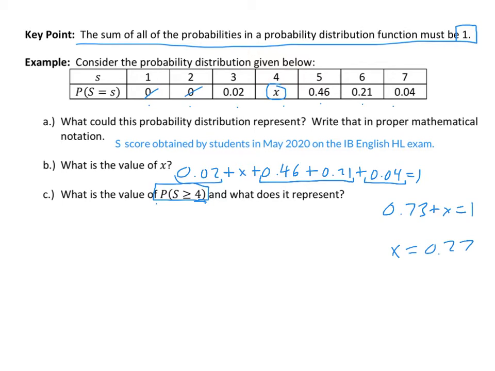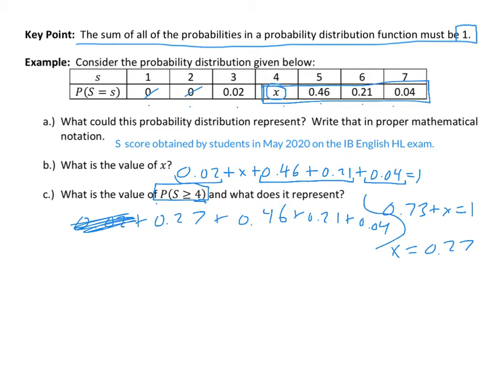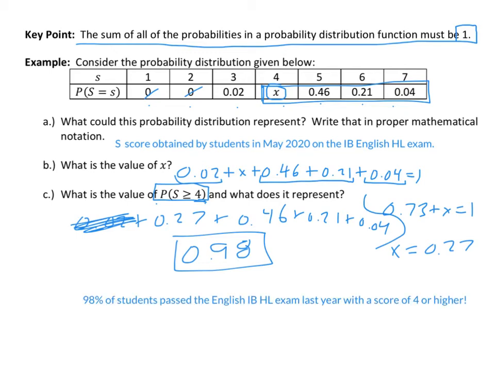All I would need to do is add up all of the scores that were 4 or greater. If I add all those up, it's 0.02 plus 0.27 plus 0.46. Oops, I just realized I actually don't want that one because that was the 3. Plus 0.21 plus 0.04. Sorry, my work got messy there. If I add all those things up, I wind up with 0.98. A way to interpret this is that 98% of students passed the English IB-HL exam last year. So this, again, is a fairly straightforward example of what a probability distribution function might look like and the sorts of things we may be able to interpret from it.